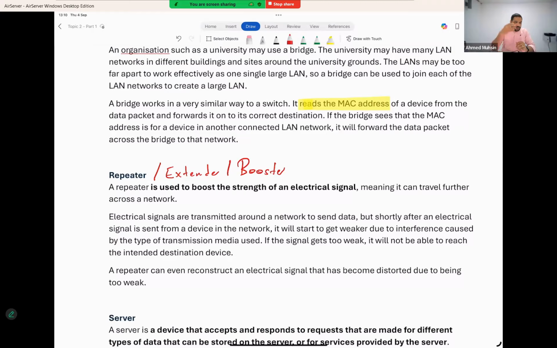What can you do? You can use a booster or an extender or an amplifier or a repeater. What does it do? This gadget will collect the signals and then extend it, amplify it, strengthen it. Okay, guys, can you read it? A repeater is used to boost the strength of an electrical signal, meaning it can travel further across a network.